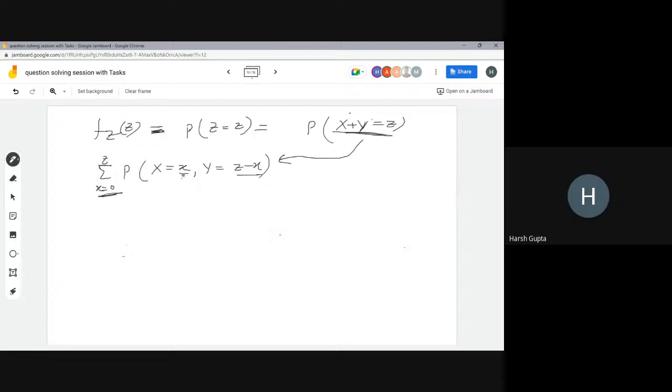So X equals 0 to Z, and now because X and Y are independent, we can say that the joint equals the product of the marginals. Probability that X equals small x, times probability that Y equals Z minus X. So what about this? Now we know everything. From Z, we have reached X and Y. Now it is very easy. At least you can make the expression, right?